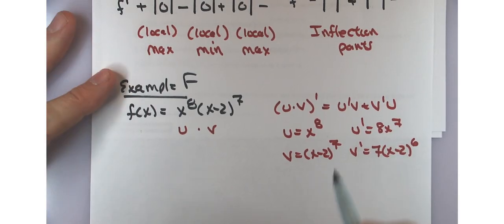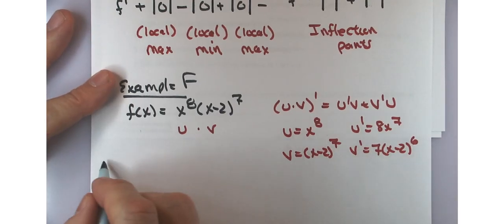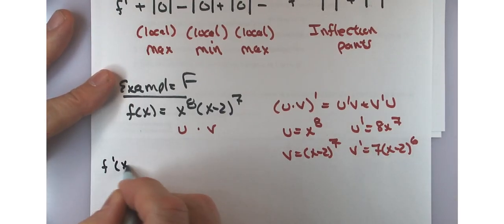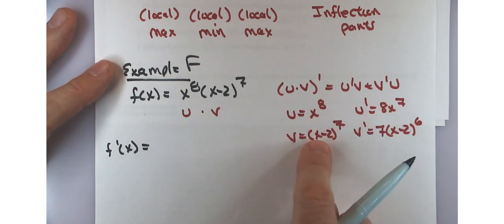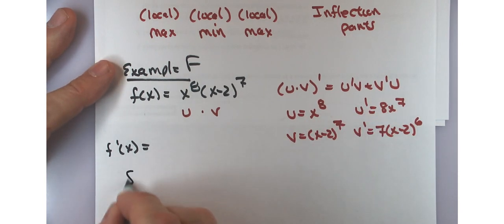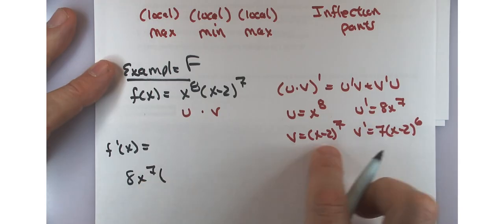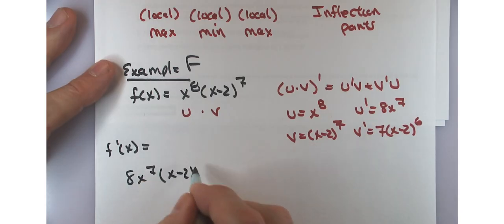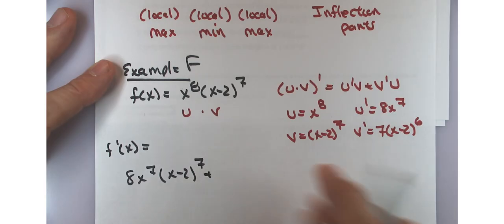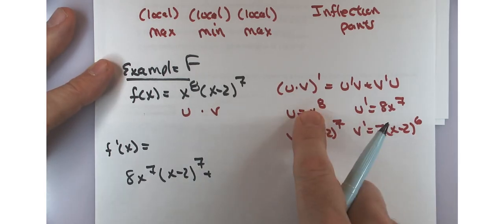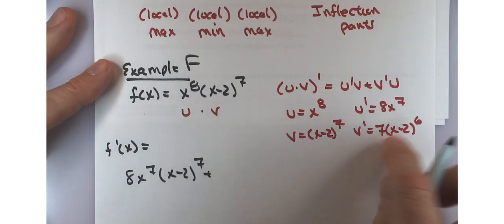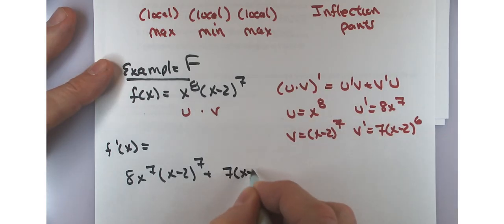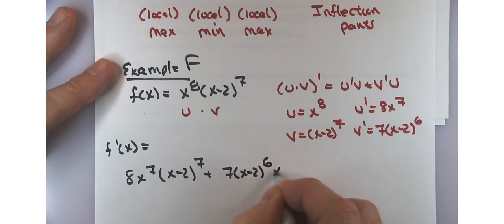Let's put these two together to find f prime of x. That's going to be u prime times v, so 8x to the 7th times x minus 2 to the 7th, plus v prime times u. Now, just for convenience, well, let's see, I'll just write it like that. 7 times x minus 2 to the 6th times x to the 8th.